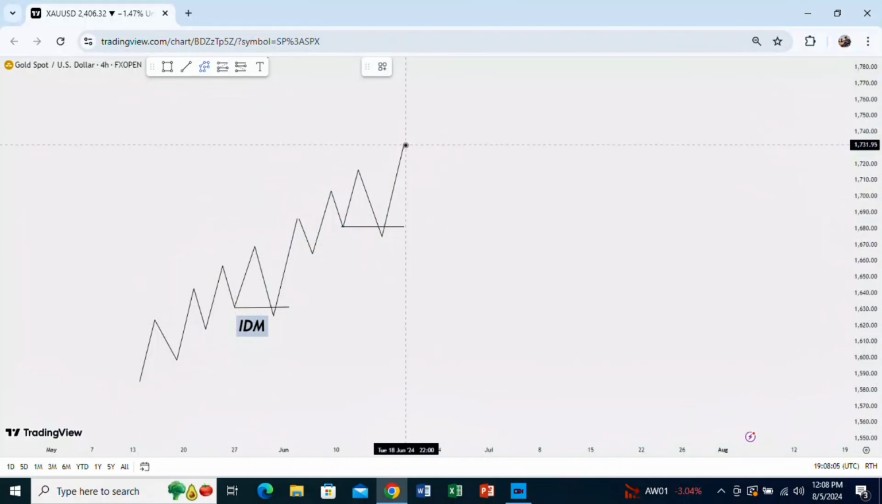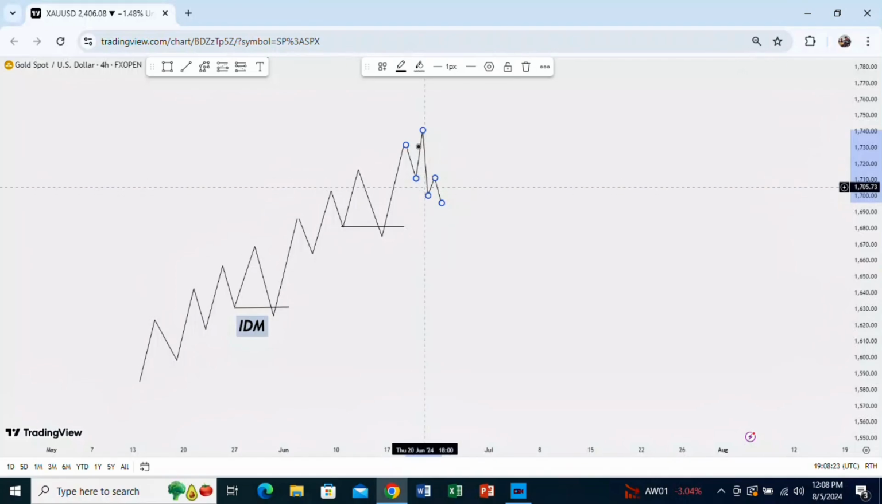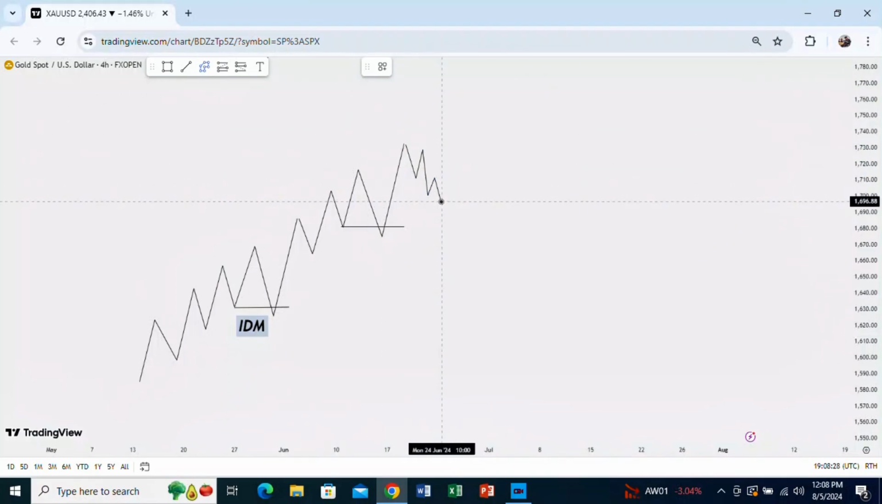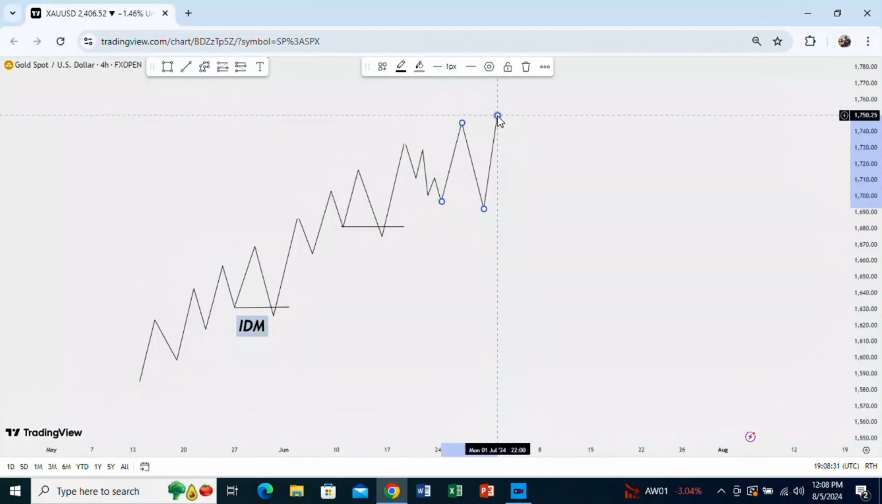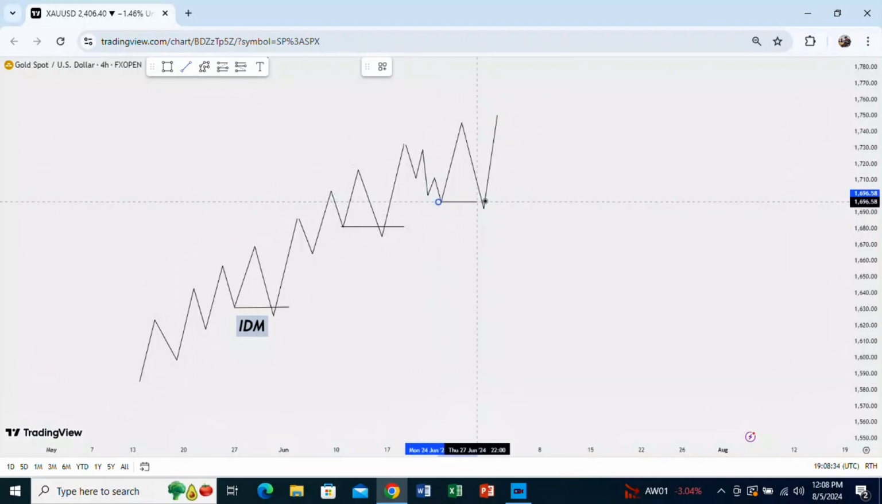Now there are some other structures like this, okay? Sometimes you get something like this. So is it IDM? No, because you can see that this low was made, but the price didn't sweep this high. Had this price swept this high, okay, then this would have been an IDM, but it has not swept the high. So this is not an IDM, okay? In case something like this happens, now this is an IDM, okay? Now this is an IDM because this low was made, okay? And then the price swept this previous high and now it has swept this low. So this is an IDM or inducement.